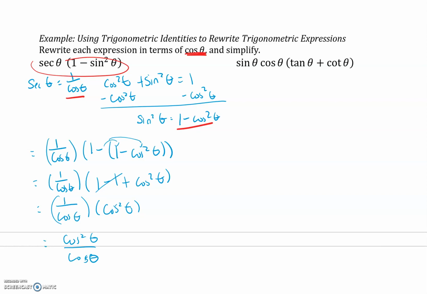And like I said, imagine that cosine squared theta is just an x squared. So how would you simplify x squared over x? Well, we can get rid of one of them, right? So this simplifies down to cosine theta.